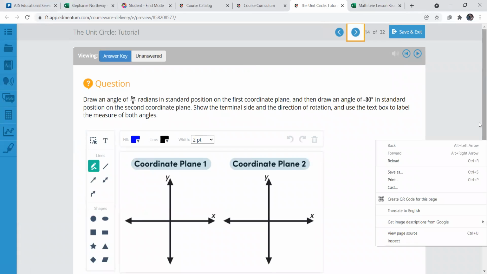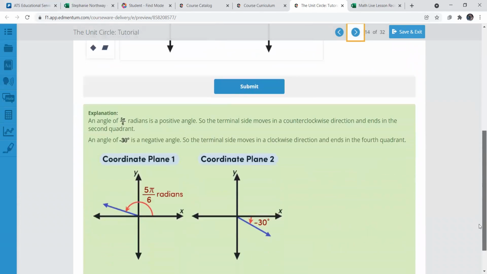Coordinate planes, you'll just have to figure out the angles for this one here. So as you can see, you're making the coordinate planes. Here's the angle. Here's what the radian is.